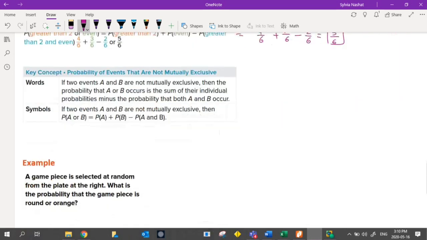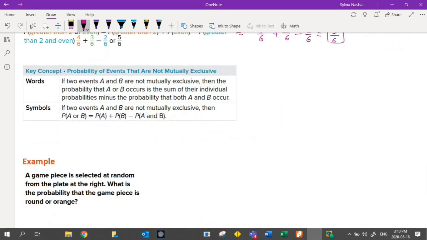This takes us to the rule for events that are not mutually exclusive: probability of A or B is probability of A plus probability of B minus probability of A and B together. The word "and" here replaces intersection, so probability of A intersect B.